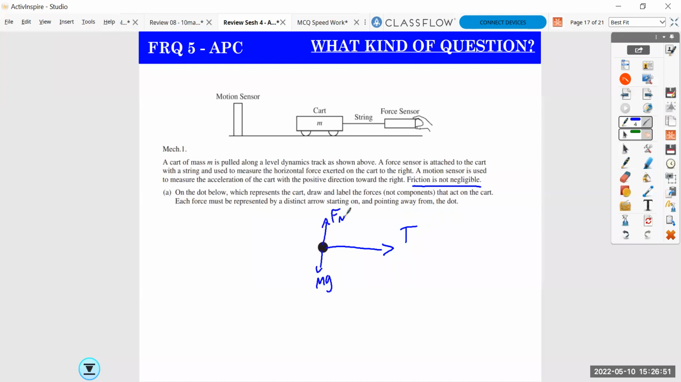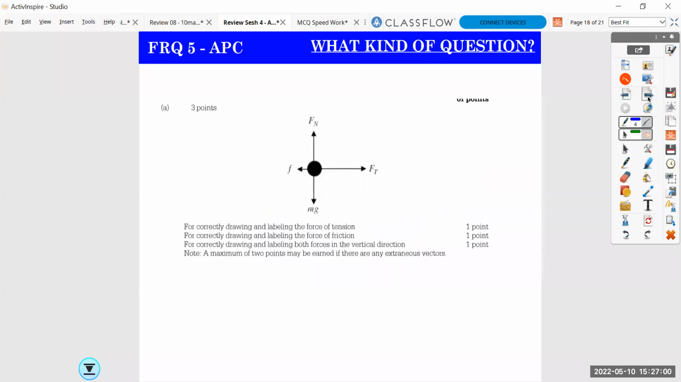And we will have friction pulling back, because they, of course, tell us that friction is not negligible in this case. So for drawing this free body diagram, you'd get 3 points. It's worth noting for Physics C, the FRQs are worth more points. And so 3 points is a lot, but maybe less by the standards of AP Physics C. A point for force of tension, a point for force of friction, and a point for both forces in the vertical direction in this case. They're not worried about the relative magnitudes of the vectors, so you're good in that case.